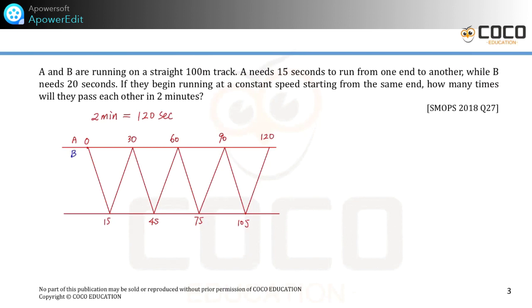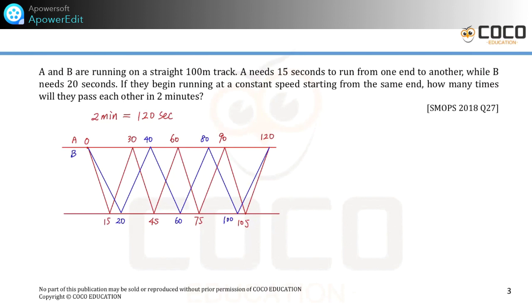Then we check for B. Starting point is the same. Now B takes 20 seconds, so this is between 15 and 30. Then cross back plus 20 again, this is at 40. Back to the other side, plus 20 again, this is 60. Plus 20 now is at 80. Then plus 20 again, this is 100. So in the end is 120 seconds.